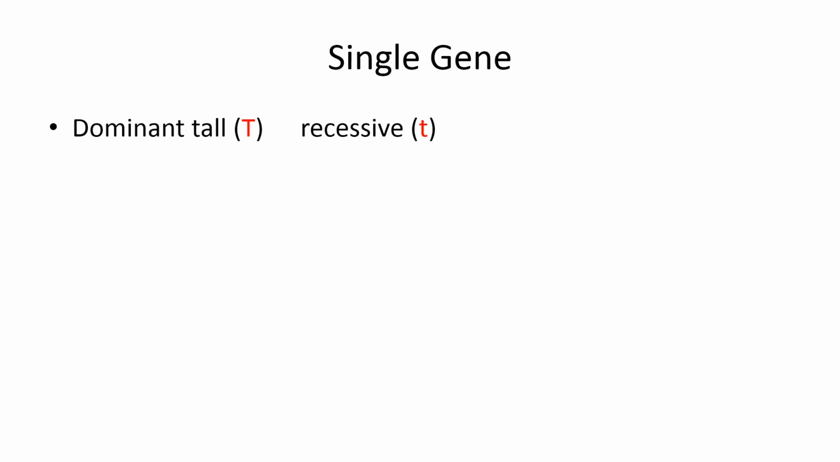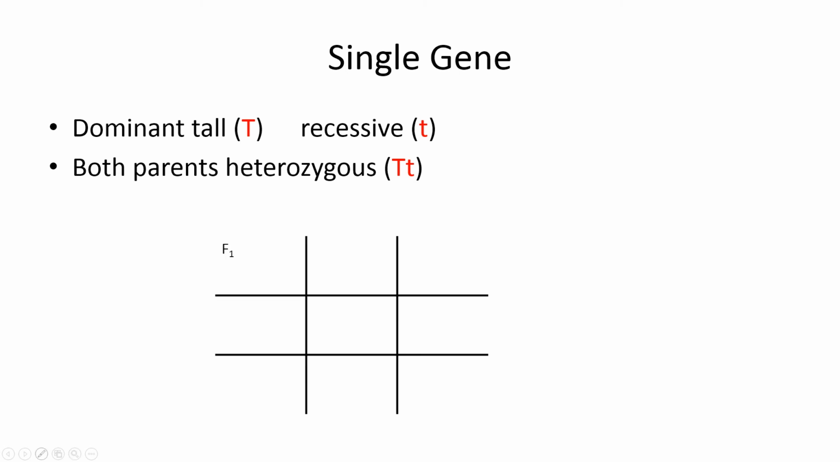First, our example will use the gene for height. In this case, we will call capital T tall and lowercase t short. Our parents in this case are going to be heterozygous. That is, they have one copy of each gene. Through meiosis, the gametes are formed, with each gamete in this case having either a capital T or a lowercase t. We place each possible into the Punnett square.